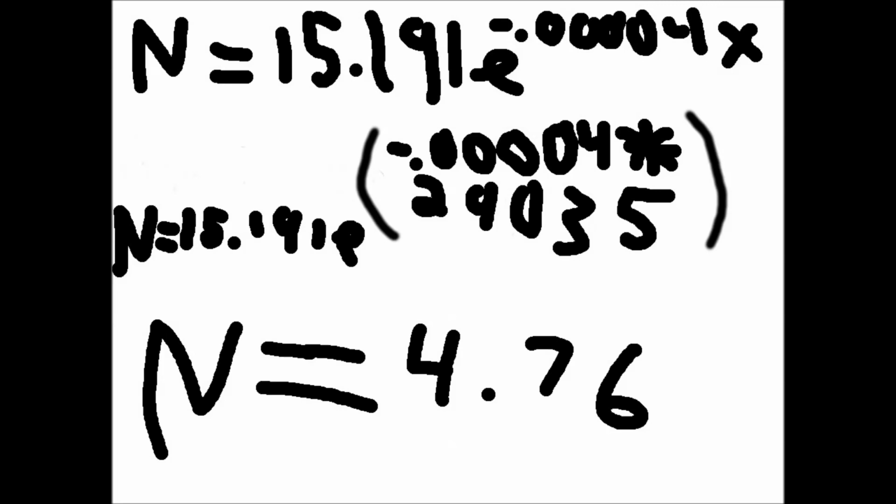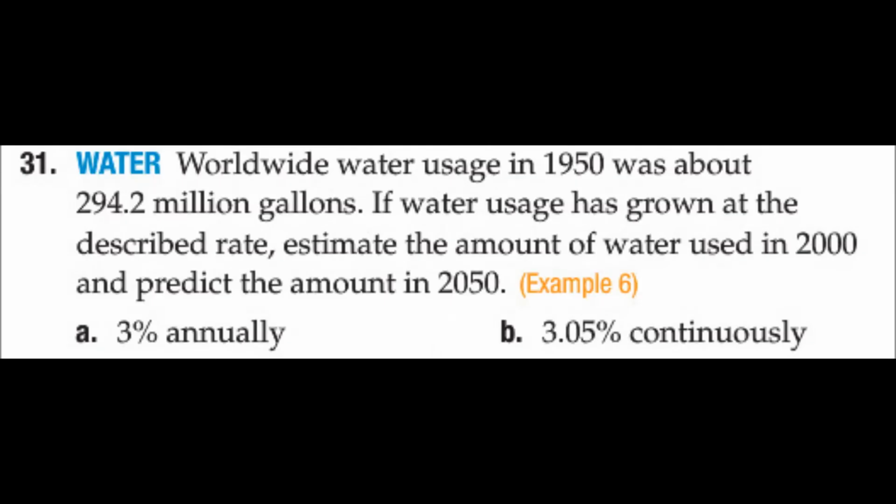That concludes number 36. Now we'll be looking at number 31, which reads, worldwide water usage in 1950 was about 294.2 million gallons. If water usage has grown at the described rate, estimate the amount of water used in 2000 and predict the amount in 2050.